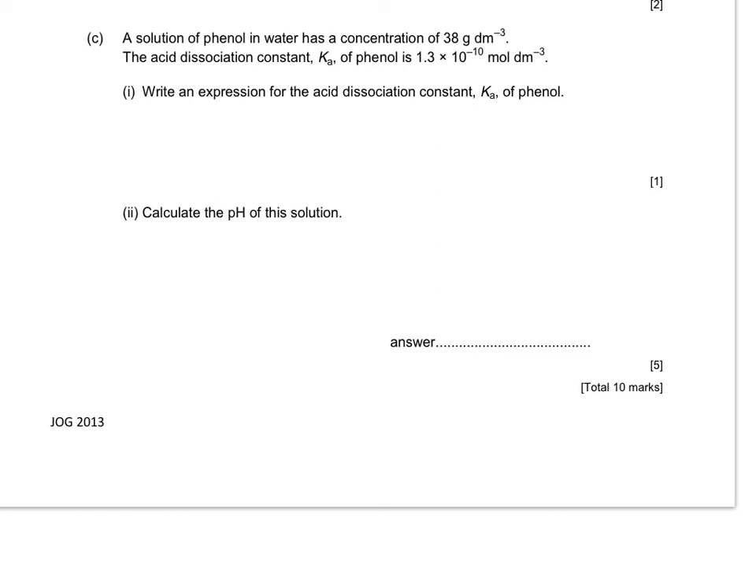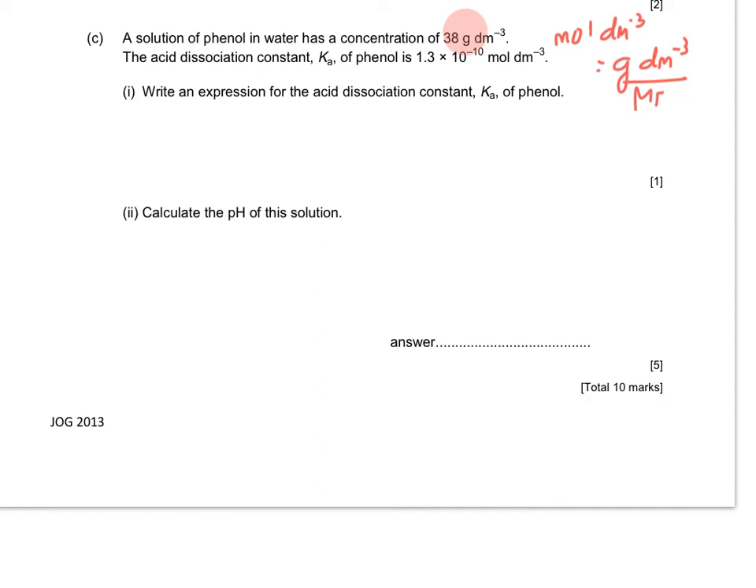So looking at the next part, they've been a little bit sneaky, because they've given you a solution of phenol in water with a concentration of 38 grams per decimeter to the minus 3. They will put this into exam questions every now and then to see if you can convert that into moles per decimeter to the minus 3. So in the same way that moles equals mass over Mr, moles per decimeter to the minus 3 equals grams per decimeter to the minus 3 over Mr. So what we've got to do is work out the concentration in moles per decimeter to the minus 3 when we're doing the pH. So I'm going to leave that one there as a reminder.